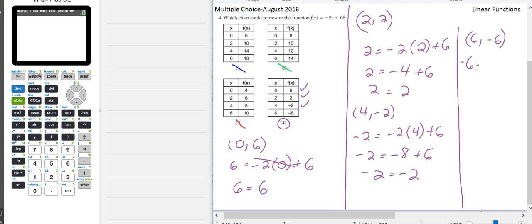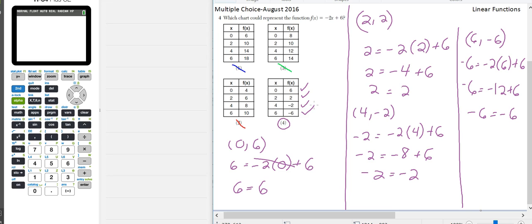F of x is negative 6 is equal to negative 2 times our x, which is 6, plus 6. Negative 6 is equal to negative 2 times 6 is negative 12, plus 6. Negative 6 is equal to negative 6, and all of the sets of coordinates in this table makes f of x is equal to negative 2x plus 6 true, so choice 4 is the answer to the question.